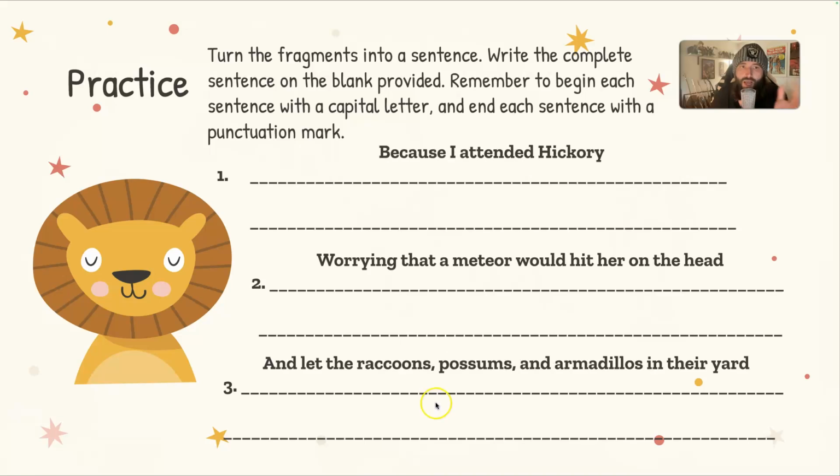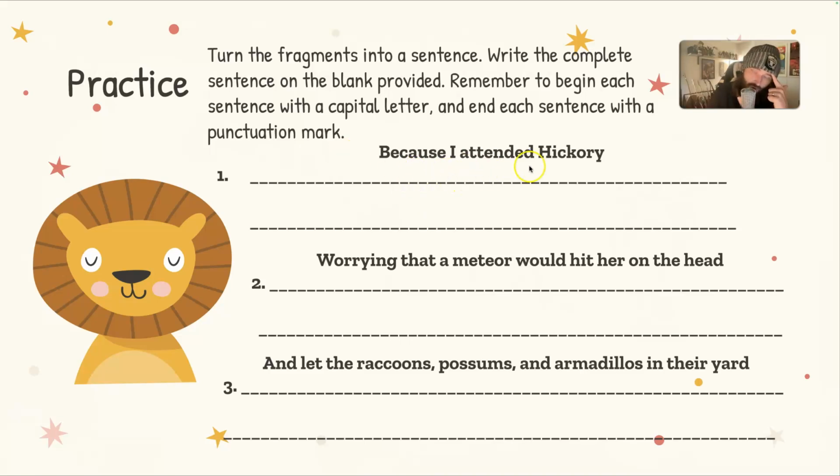And so these more challenging ones, same idea, turn the fragments into a sentence, and then write the complete sentence on the blank provided. Our two main rules that we want to make sure we're following are, of course, starting with a capital letter and ending with a punctuation mark. These are all kind of sentence starters, so either like a participle or a dependent clause, right? But they're all missing something.